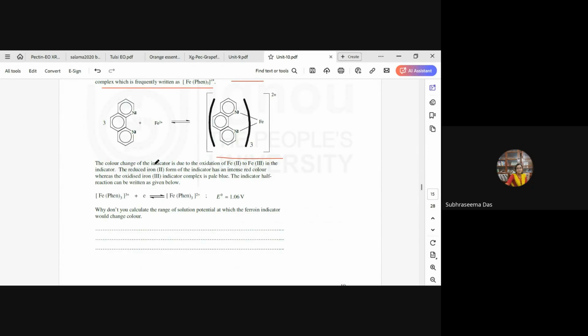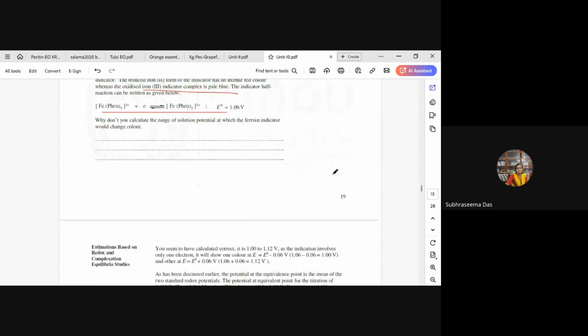The reduced form, that is Fe2+, has an intense red color, whereas the oxidized form, that is Fe3+, is pale blue in color. So the indicator half reaction is this here. Due to the change in color, we can calculate the half reaction potential.